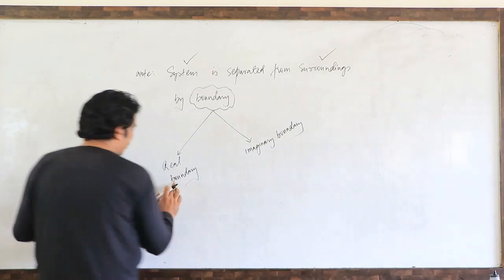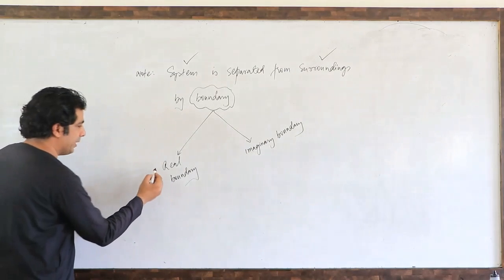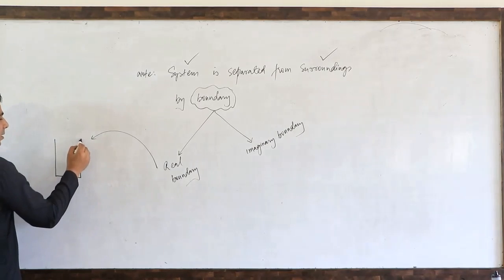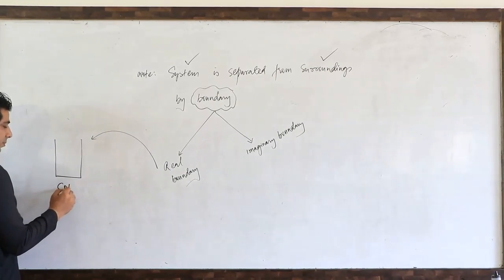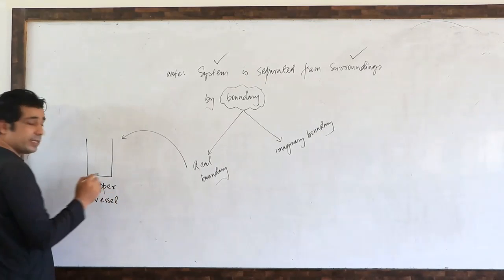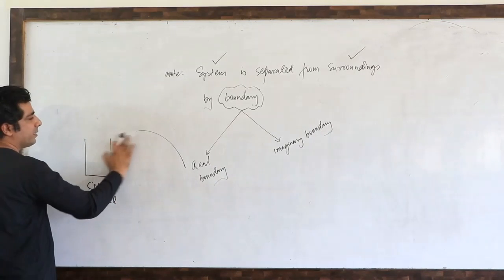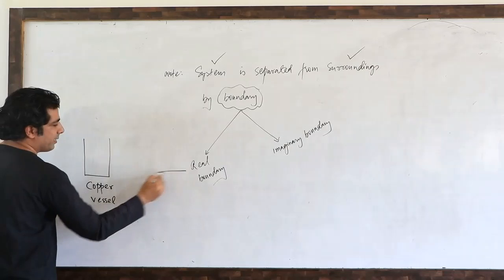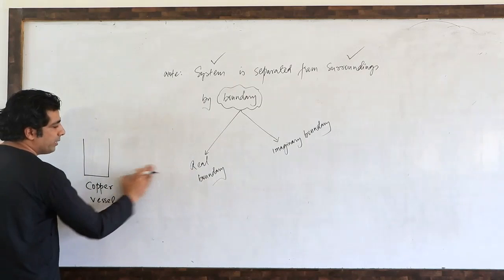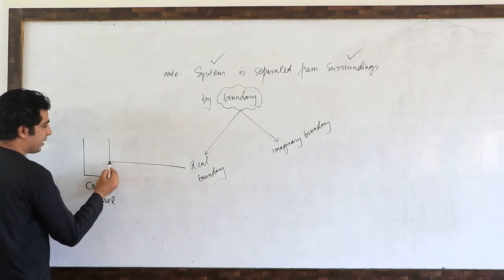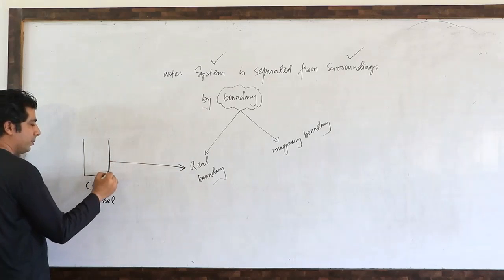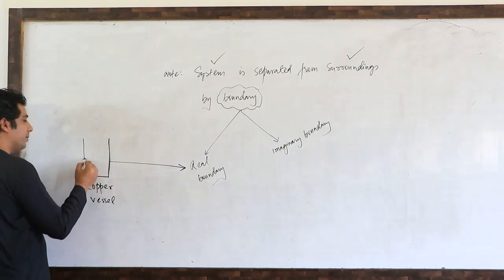See here, if we talk of a real boundary, have a look at this case. Let us suppose I take one copper vessel. Yes. Now my dear friends, once I take the copper vessel, we need to talk about the real boundary. And what is the real boundary here? This thing is the real boundary here. This one. This is the real boundary.